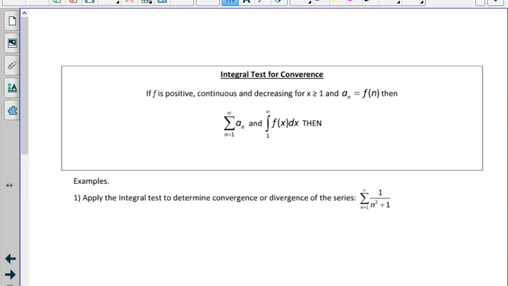We're going to continue tests for convergence or divergence of infinite series. The integral test. If f is positive, continuous, and decreasing for x greater than 1, and a sub n, some sort of series of numbers, is equal to f of n, some function, then the series and the integral, as shown, will either both converge or both diverge. They will either both converge or both diverge.